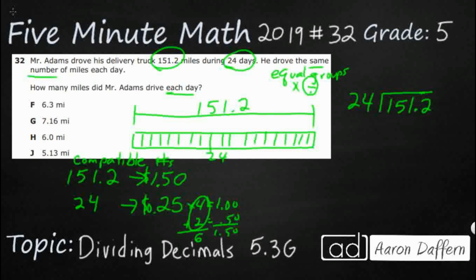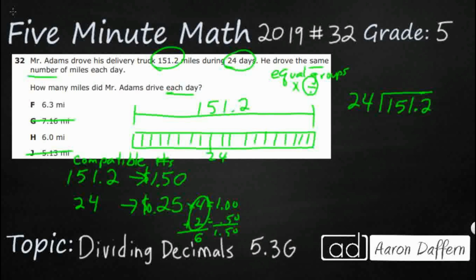Guess. So I'm thinking J is wrong. I'm thinking G is wrong. It's going to either be F or H. Now, I said 6, but that's an exact 6. I did make this a compatible number, so we do need to go ahead and divide because it could be either 6.3 or 6.0.